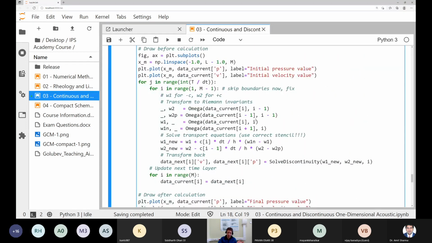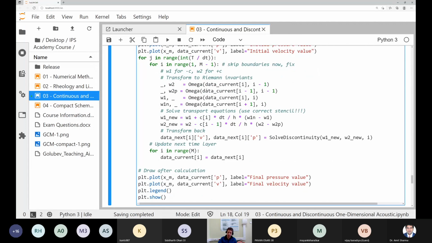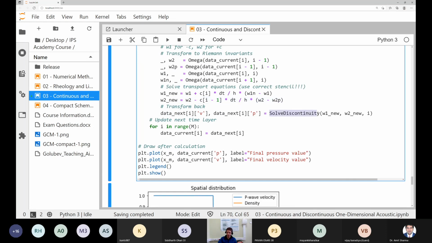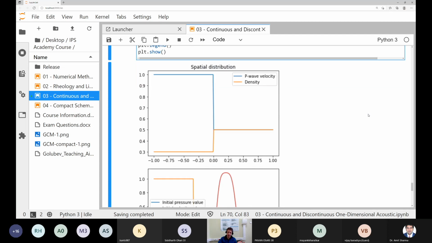So I calculated omega. Using omega, I calculate the necessary W1 and W2. Then I applied the interpolation procedure for the necessary W1 and W2. And then I simply solve the discontinuity at each node. So you can see the spatial distribution of the P.